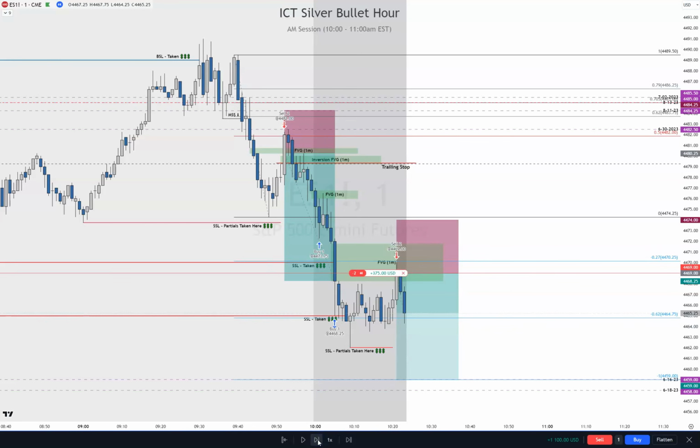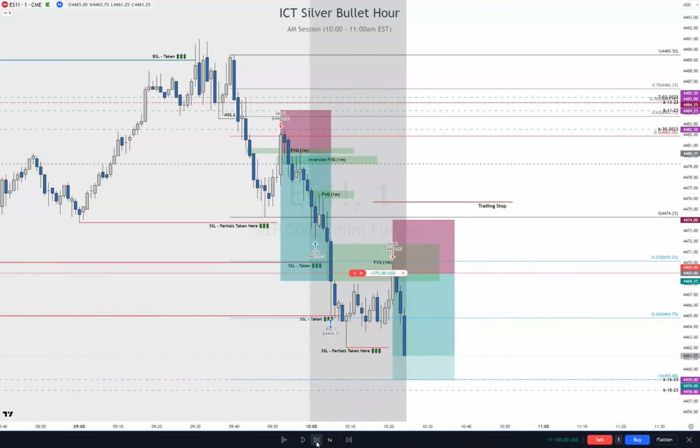I'm a big fan of partials. I always take them around 60% or so. And I move my stop to break even. So when I do that, I'll move my stop to break even +1. So it's a risk-free trade. Okay, that one would have taken 1, so I'll move that. I'll move this to right here.